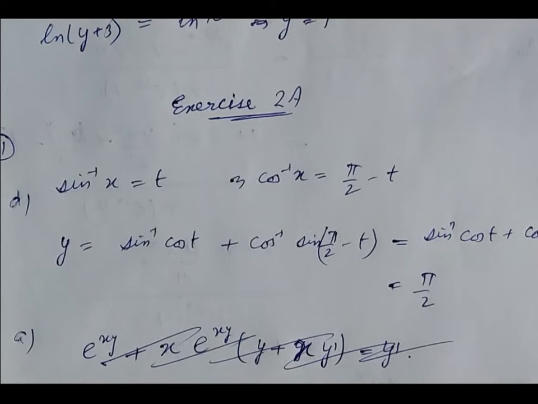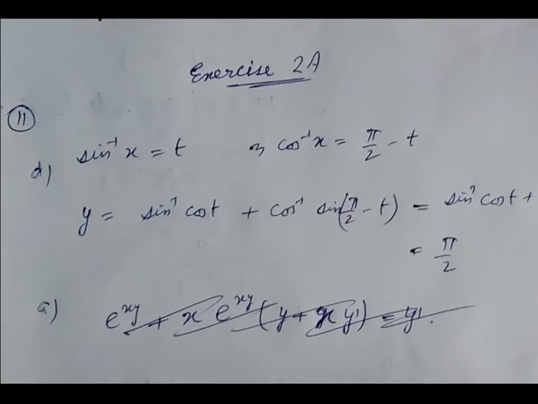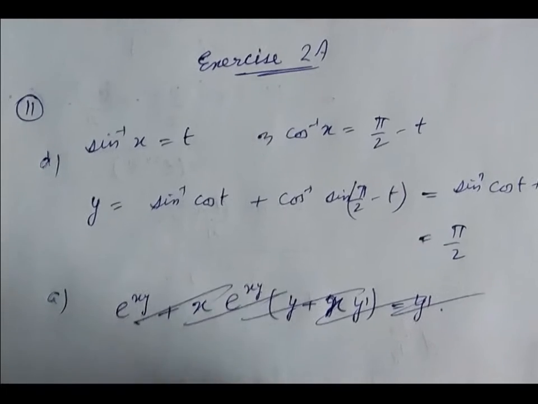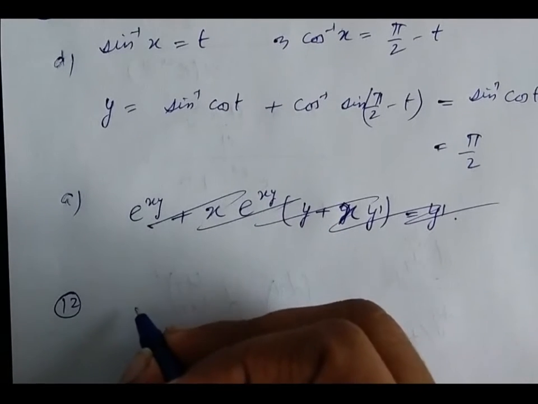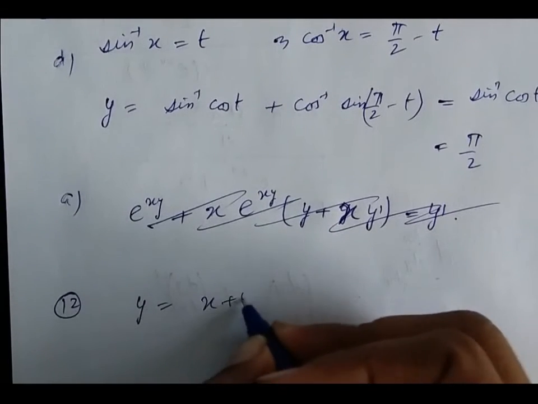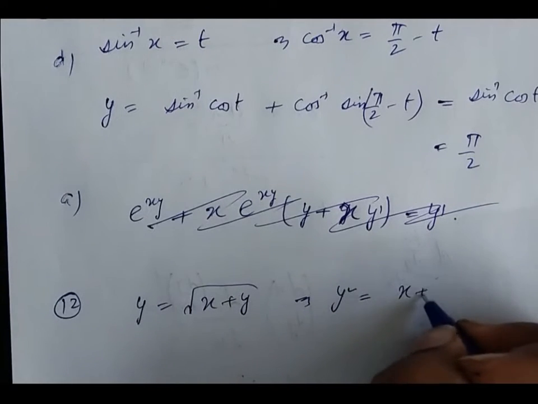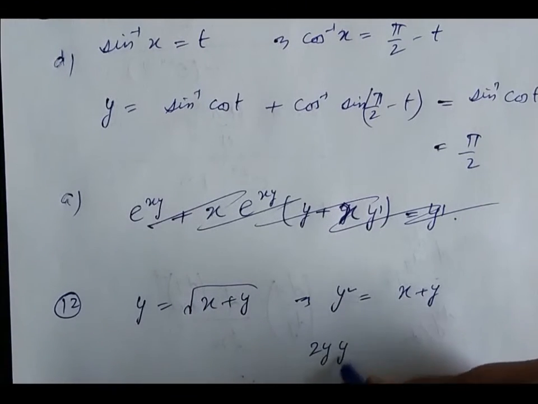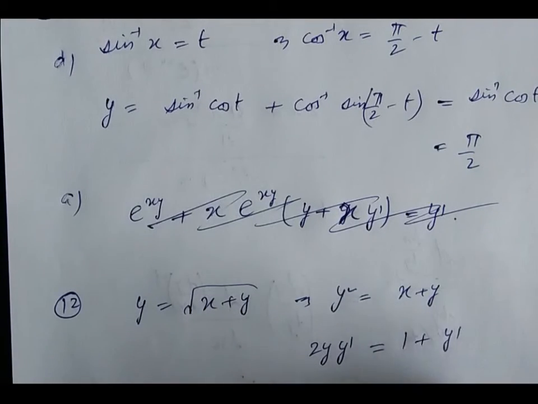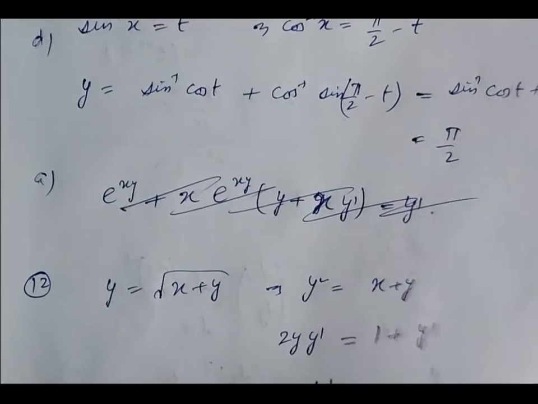Moving to next question, question number 12. So we have already done these types of questions. So we can say that y is equal to square root of (x plus y). This implies y square equal to x plus y. Now we can easily calculate dy by dx. So dy by dx is equal to 1 upon 2y minus 1.